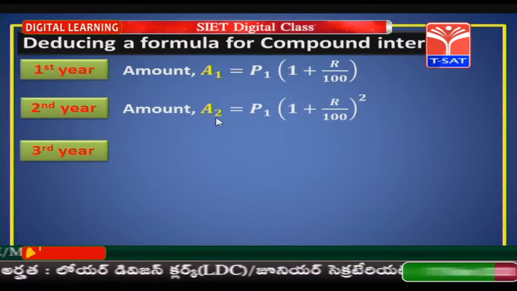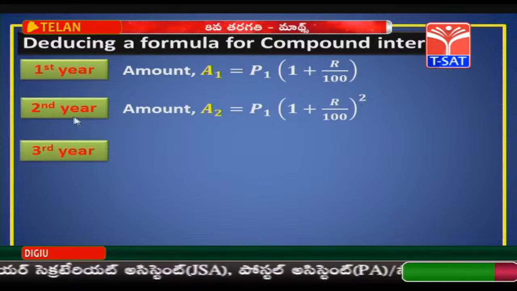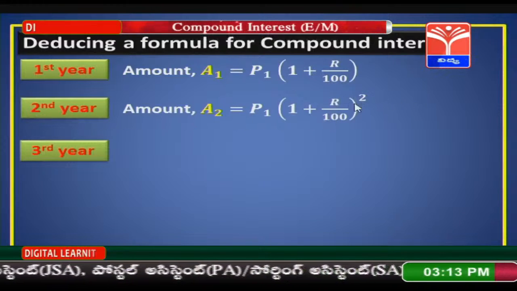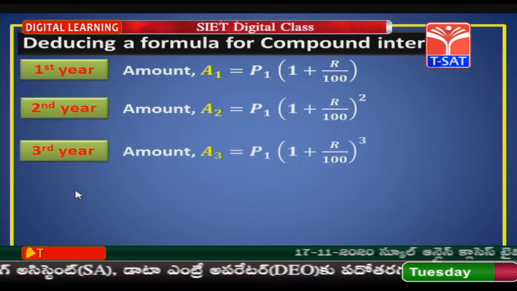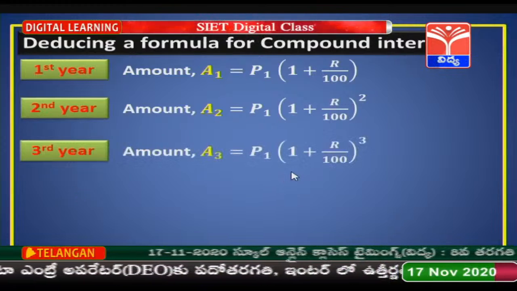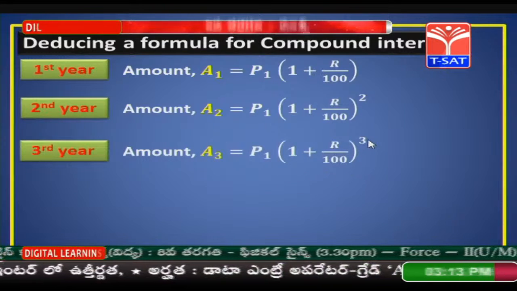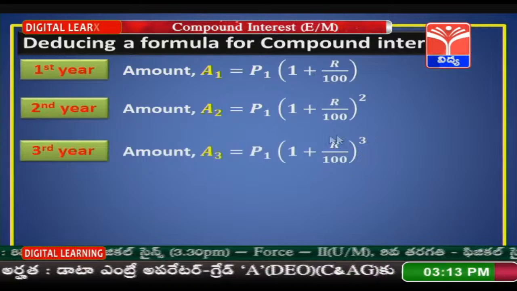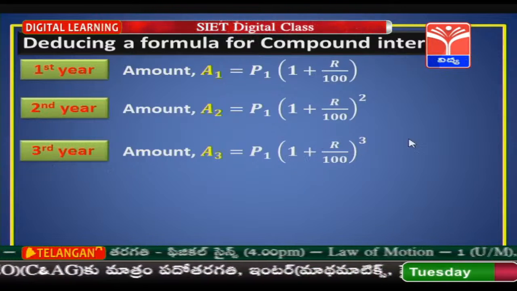And in the second year, A2 is P1 into 1 plus R by 100 whole square. So, since we are taking second year, the power is 2. Now, what will be in third year? That is great. A3 is equal to P1 into 1 plus R by 100 whole to the power of 3. So, why have we taken 3? Because it is at the end of 3 years. So, that is why we got the power as 3.